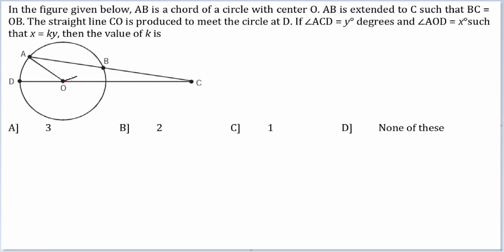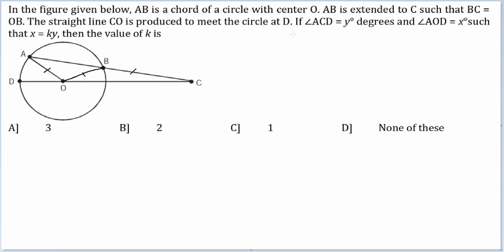So this side is equal to this. BC is equal to OB. And this is also equal to AB because it is a radius of the circle. The straight line CA is produced to meet the circle at D. CA is produced to meet the circle at D. Okay.